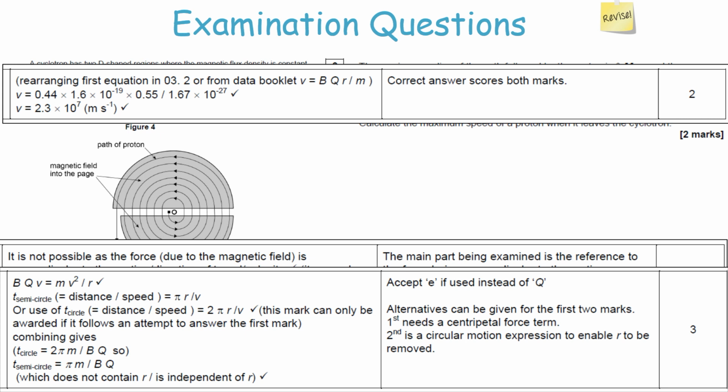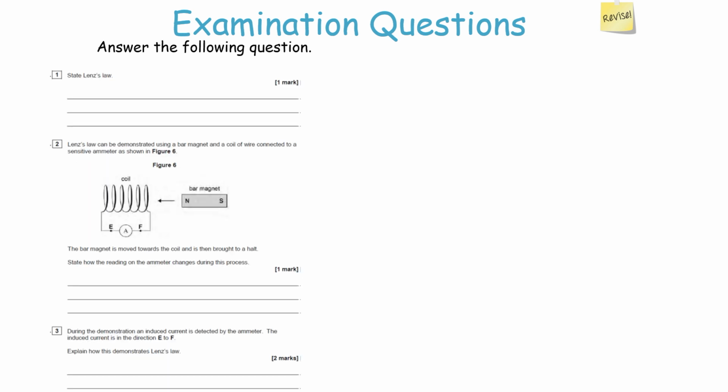So we know that r is equal to mv over bq. So therefore v is going to equal bqr over m. So therefore we can pop in our values, work it through, and we get 2.3 times 10 to the 7, which again, if we look at the values we estimated, looks an appropriate value. Let's have a look at the next question.